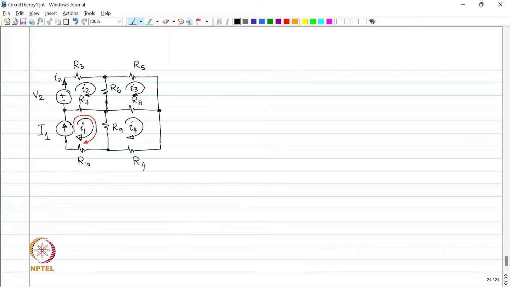So, this is how it is. That equation is no longer required, right. That current is no longer an unknown. So, the number of unknowns has decreased. So, which are the unknowns now? I2, I3, I4 are unknown. Capital I1 is not unknown any further. So, now my matrix is going to be 3 by 3.